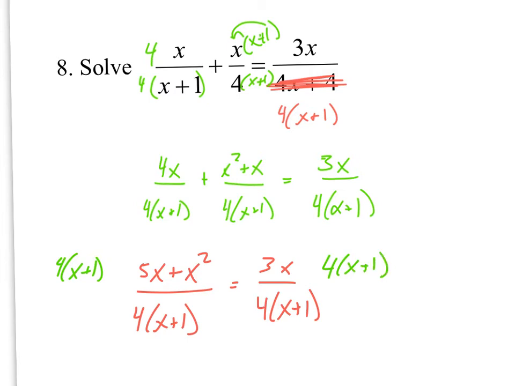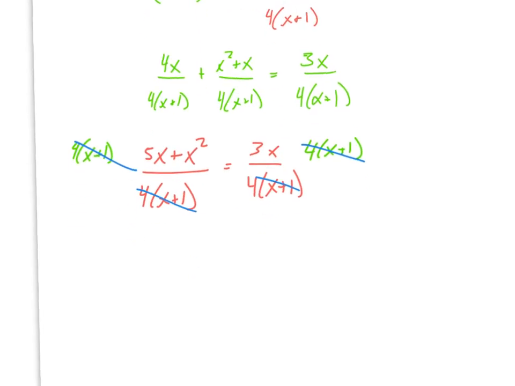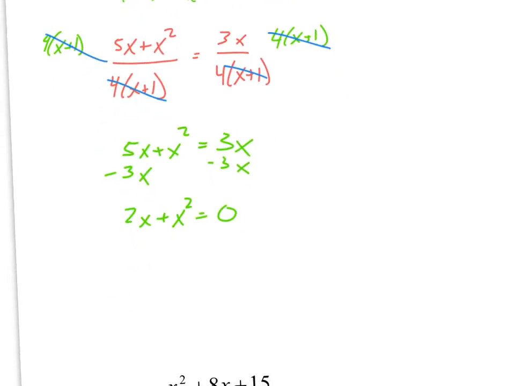And the beauty of that is now they divide out the tops and the bottoms. So now we're just left with whatever's on top there. So I have my 5x plus x squared equals 3x. Well, if we move the 3x to the other side, you get 2x plus x squared equals 0. And then the only tricky thing here is you just got to realize that you can factor out the x there. So if we take an x out, you're left with 2 plus x equals 0.